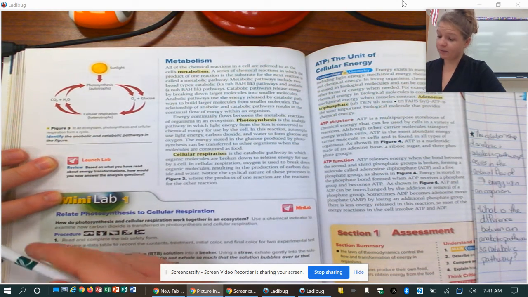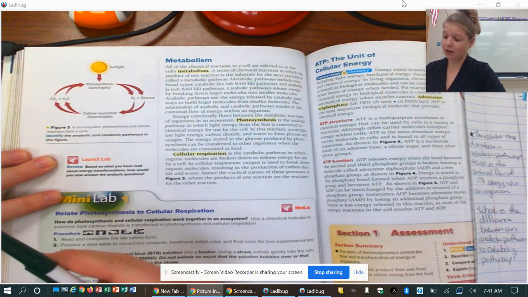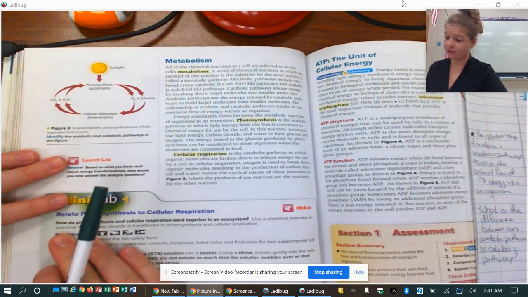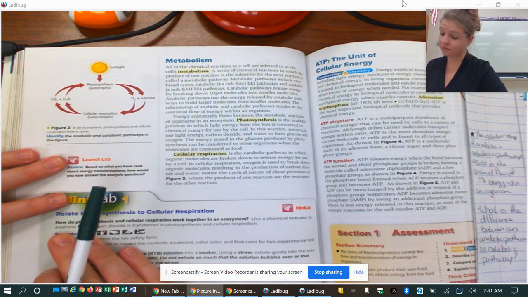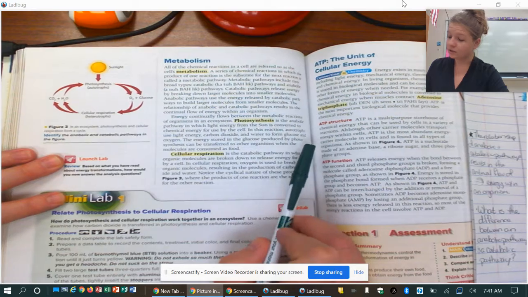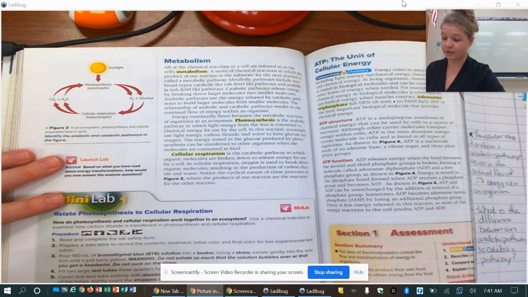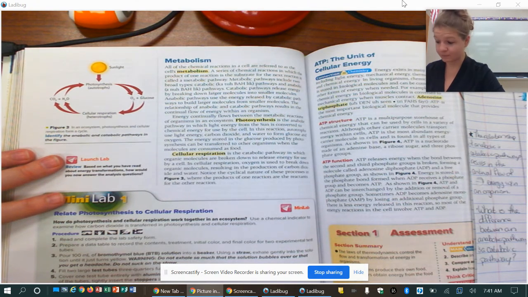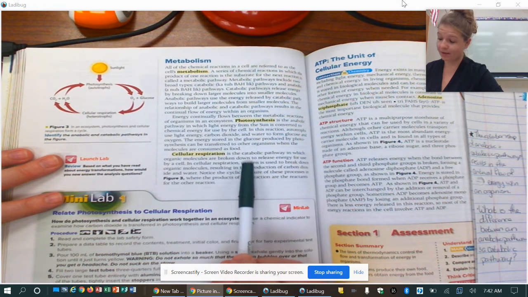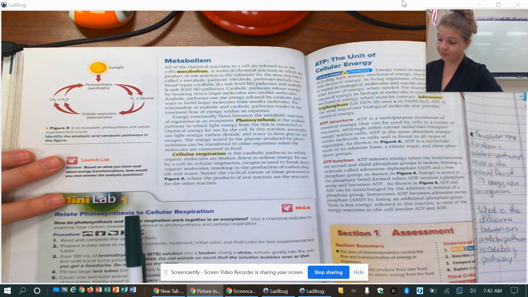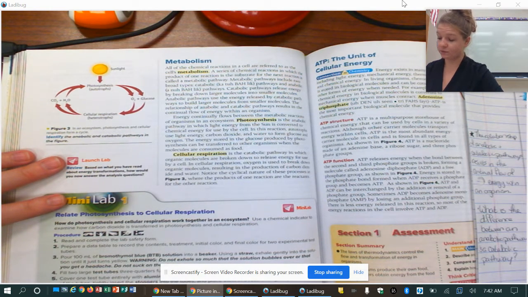Energy continually flows through metabolic reactions in an organism in an ecosystem. Photosynthesis is the anabolic pathway in which light energy from the sun is converted to chemical energy for use by the cell. In this reaction, autotrophs use light energy, carbon dioxide, and water to form glucose and oxygen. The energy stored in the glucose produced by photosynthesis can be transferred to other organisms when the molecules are consumed as food.